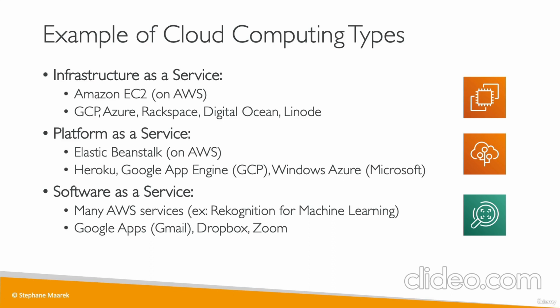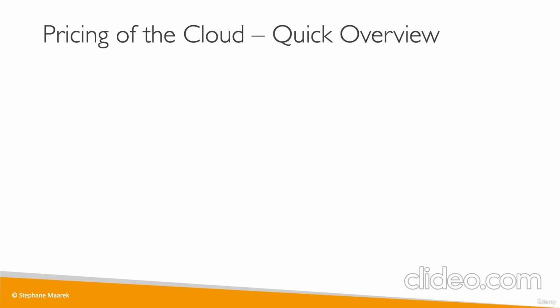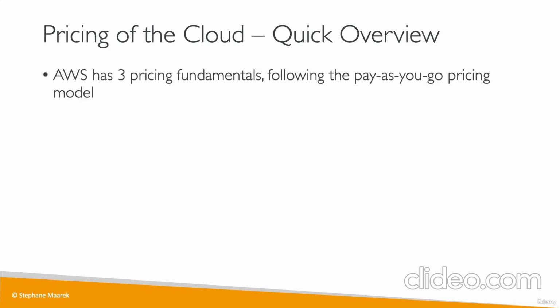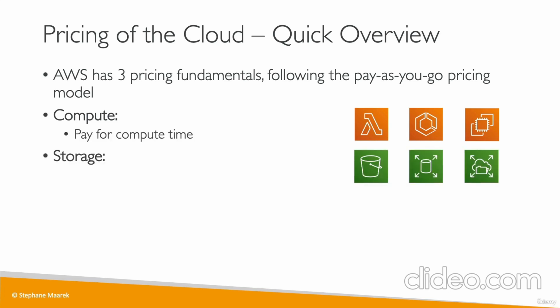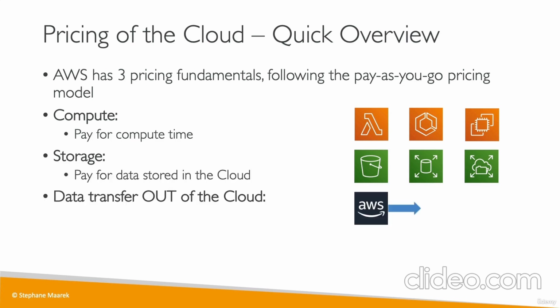So the clouds have different flavors, but one thing is common is that the pricing is very different from what you know. AWS has 3 pricing fundamentals, and it will follow the pay-as-you-go pricing model. For the compute, and that represents various services, we're going to pay for the exact compute time. For the storage, we're going to pay for the exact amount of data stored in the cloud. And for the networking, we're going to only pay when the data leaves the cloud. Any data that goes into the cloud is free.